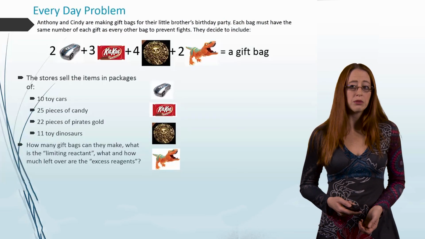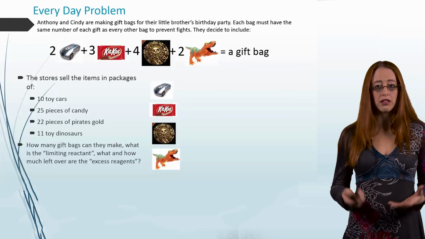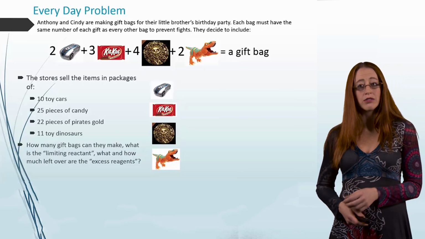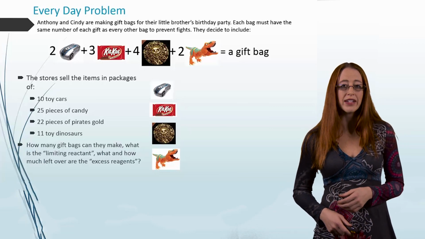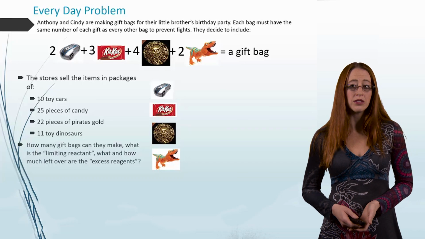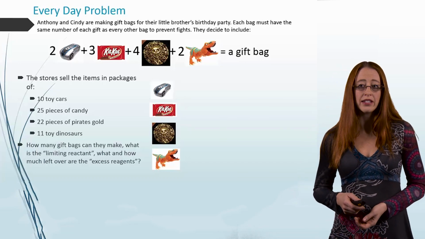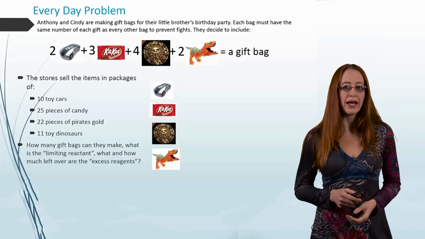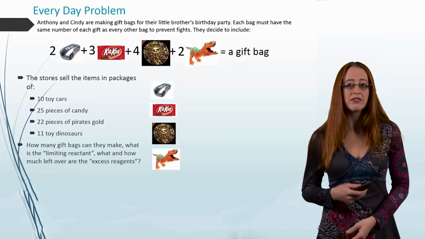So let's say that we're making gift bags for our little brother's birthday. And we want to make sure we have the same amount of toys in every one. Otherwise, kids fight. So you've got to make sure you have the same amount in each one. You sit down and decide that you're going to have two cars, 3 pieces of candy, 4 pirates gold, and 2 dinosaurs. And that's going to make a gift bag. So you go to the store and you buy enough to do this.